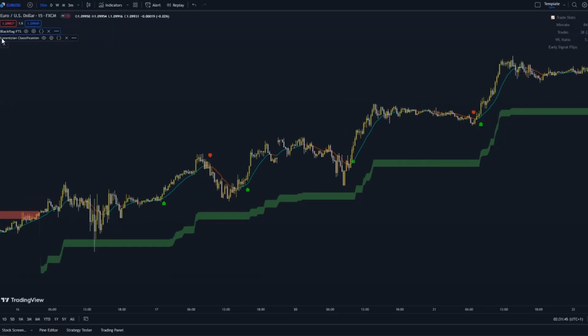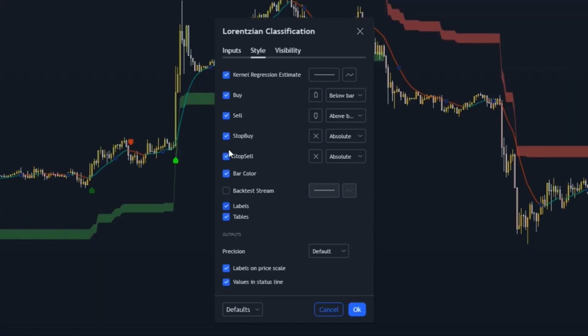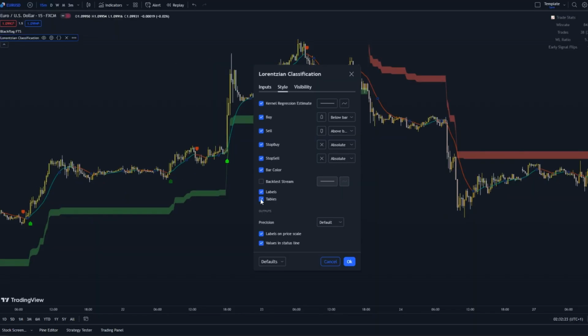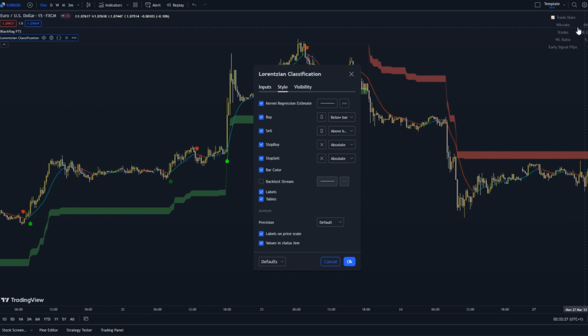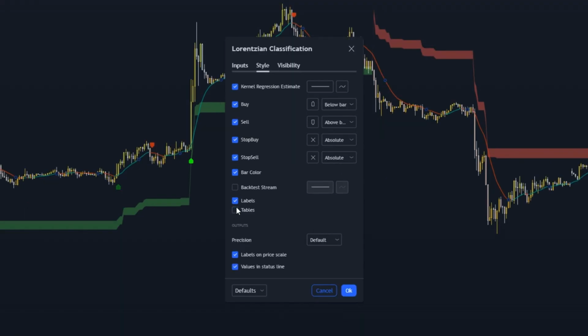Onto the Lorentzian classification indicator right here. Click on the settings, go to the style section, and we're just going to remove the labels and the tables. The tables is this thing up here that shows the win rate for the strategy, but this isn't the strategy that we'll be using, so remove that. And the labels is just the numbers that show on the candle's most recent price.